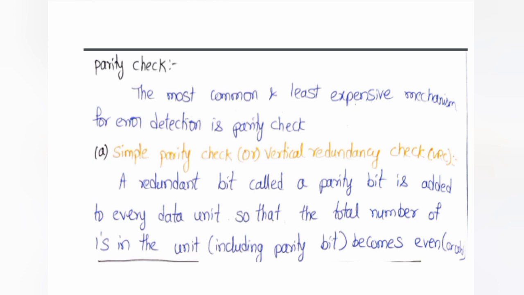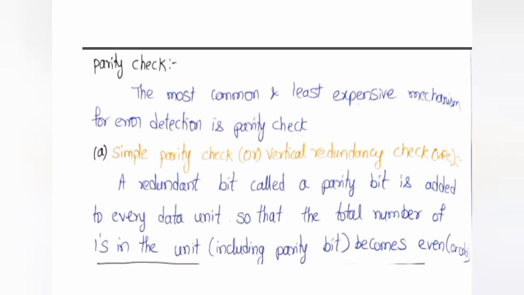Here the parity bit means an extra bit that we are adding to the message. Suppose we are adding a parity bit that is 1. If we add the parity bit 1 to the message, then if it is even parity, the number of ones in the given message must be even. Suppose the message follows the odd parity, then the number of ones in the given message must be odd. Let us see that with an example here.